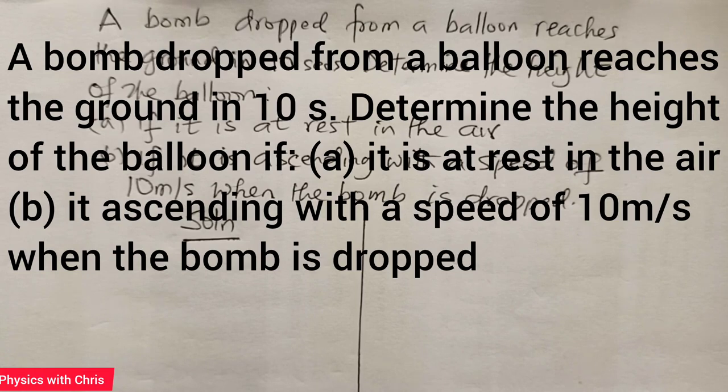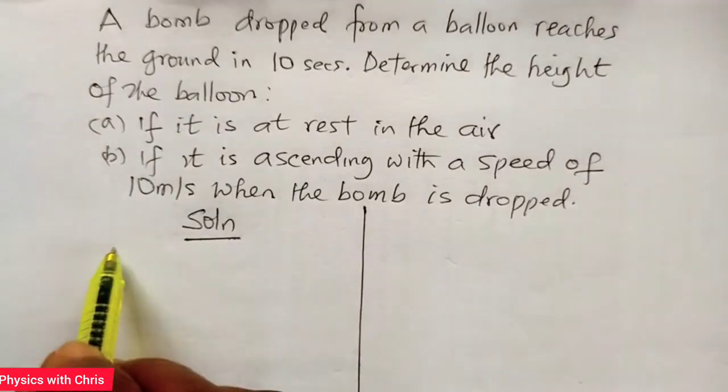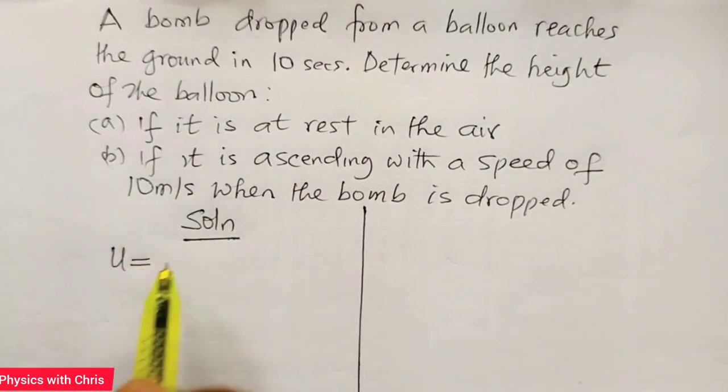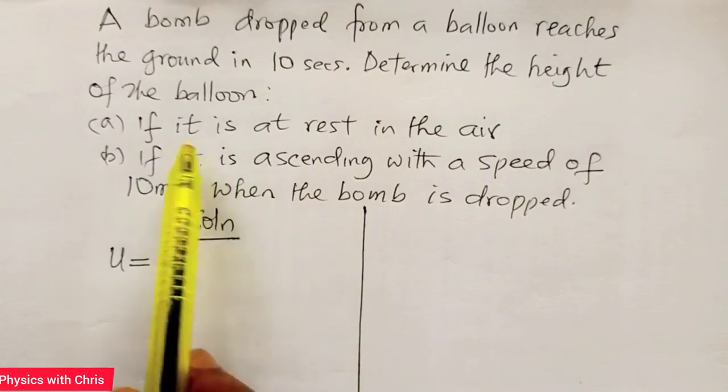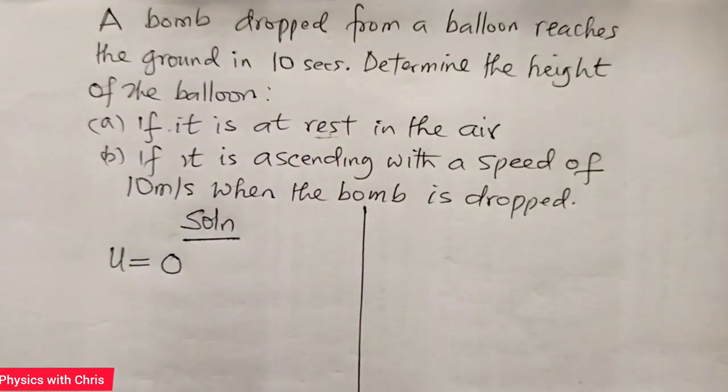At that point, the balloon was at rest when the bomb was dropped. What is the height of the balloon above the ground? So we call the initial velocity u as 0, since the bomb was dropped at rest. The initial speed is 0.